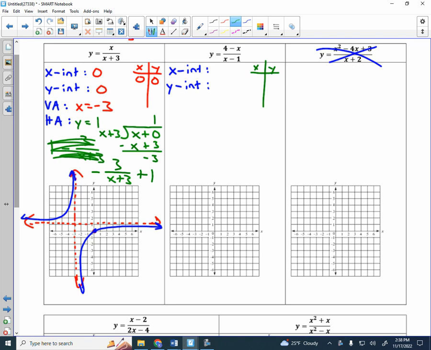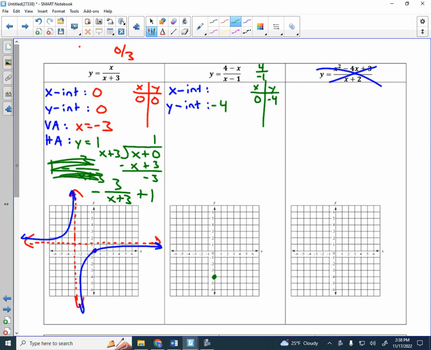Okay, I'd like to start by finding the y-intercept. What do I do to find the y-intercept? Plug in 0 for x. And if you plug in 0 for x, what do you get in the top? What do you get in the bottom? And what is 4 divided by negative 1? So the y-intercept is negative 4. So it's going to cross at negative 4. Everybody okay with that?